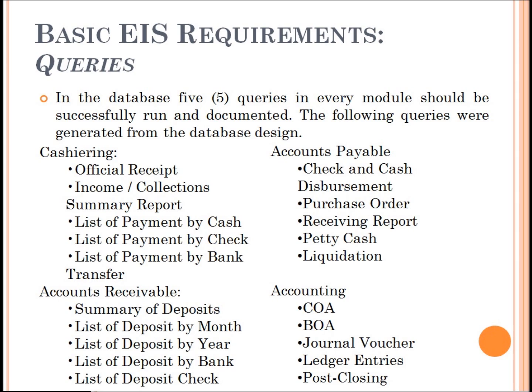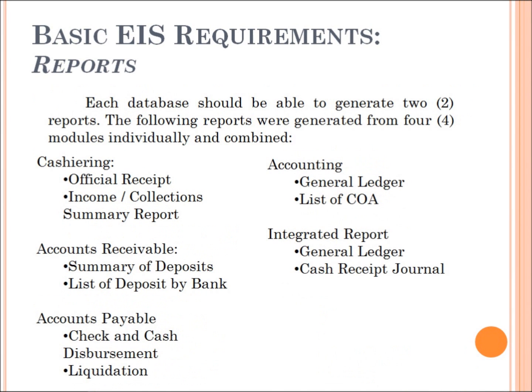For the accounts payable, check and cash disbursement, purchase order, receiving report, petty cash, and liquidation was documented. Lastly, for the accounting, the COA, BOA, journal voucher, ledger entries, and post-closing was documented.